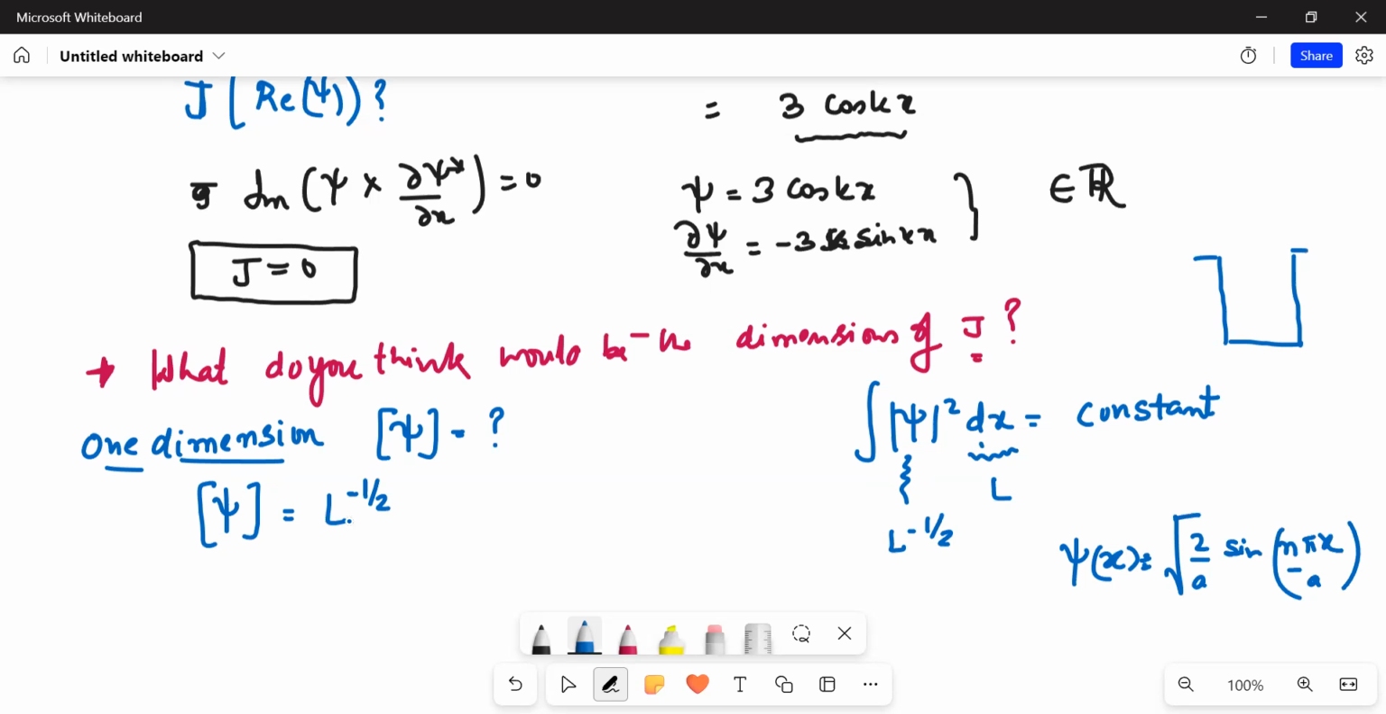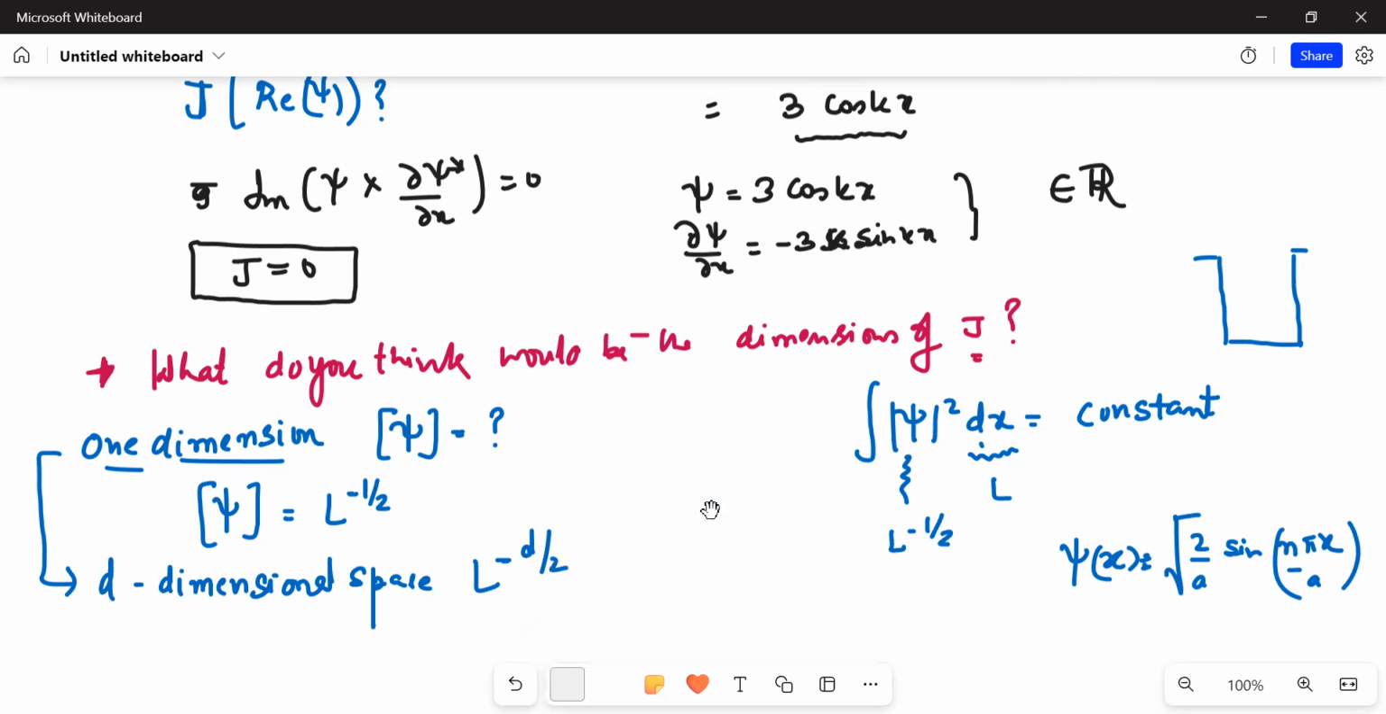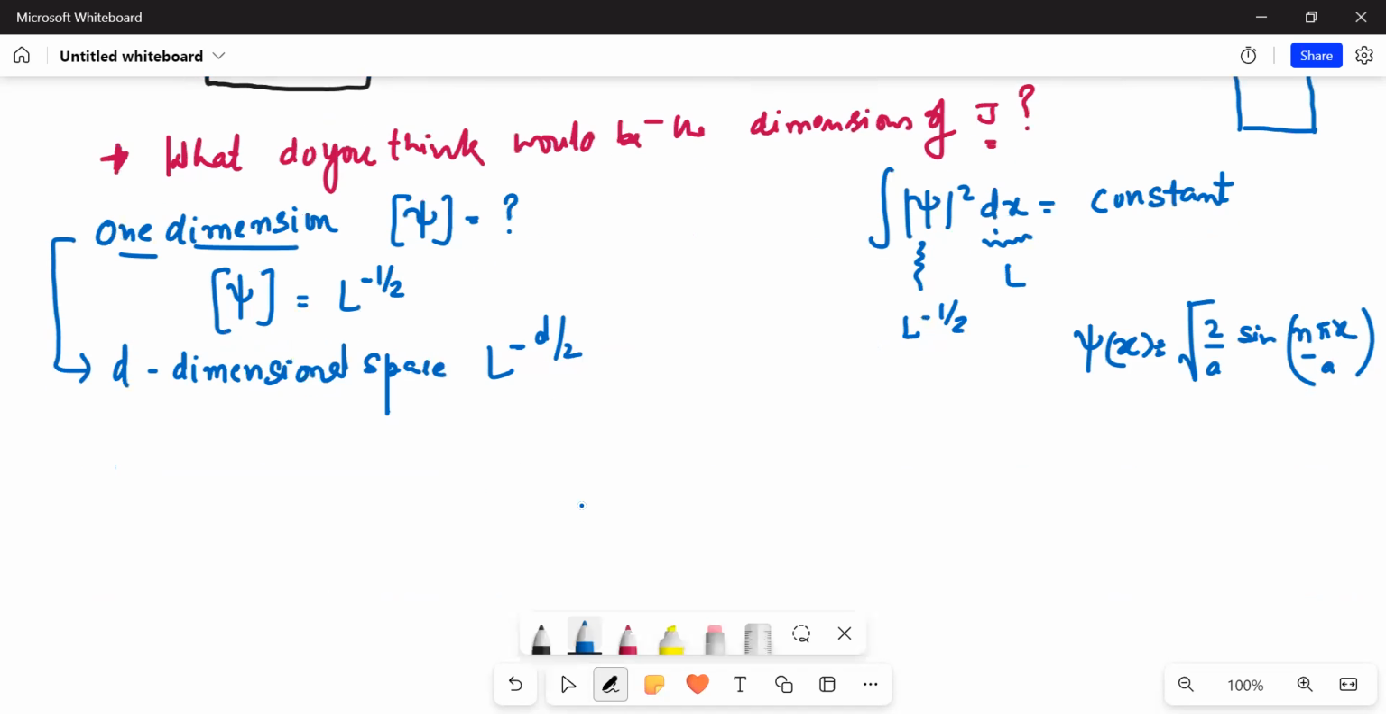Yes. Okay. So if you are working in some d-dimensional space, then obviously this will change. For example, if you have a cubical box, then for d-dimensional space it would be L raised to the power minus d upon 2. But right now let us restrict ourselves to one dimension, and we'll find that this does not depend upon it.